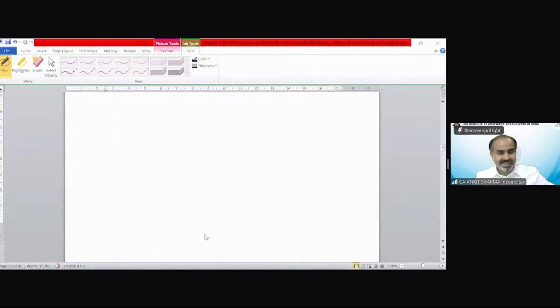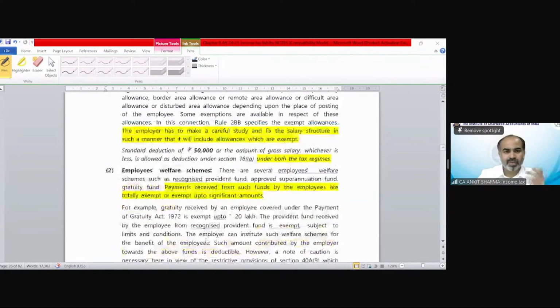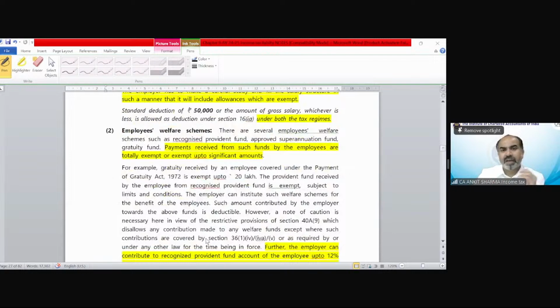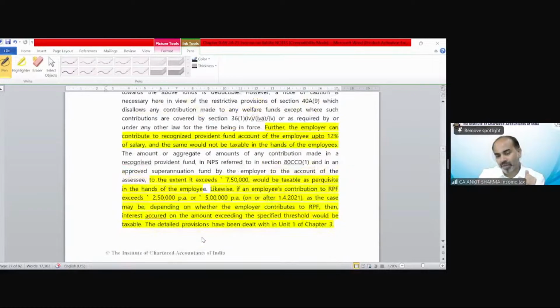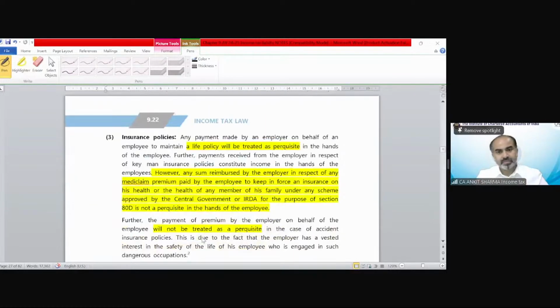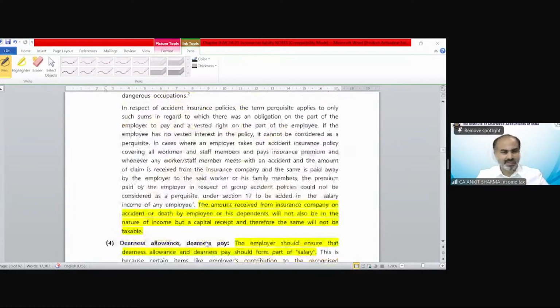That has been discussed in detail already in the normal class. Employee welfare scheme: the fund contribution of 7,50,000 is exempt, and any contribution more than that is going to be taxable. So we should keep in mind that the employer should not pay more than 7,50,000 rupees in that fund. If the payment exceeds that, the employee needs to pay tax on the excess amount. Insurance policy, etc.